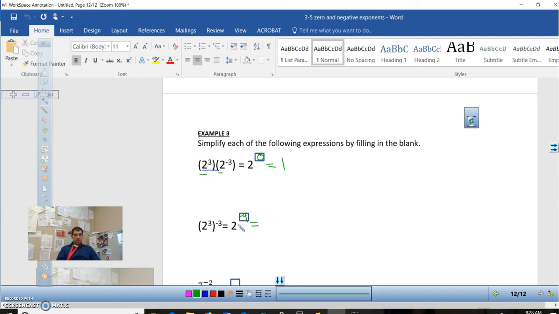I'm going to keep going on this. How would we simplify this? Well, we'd make it 1 over 2, because we never really want to leave it as a negative exponent. 1 over 2 to the positive 9th.